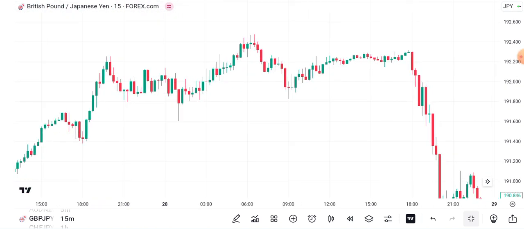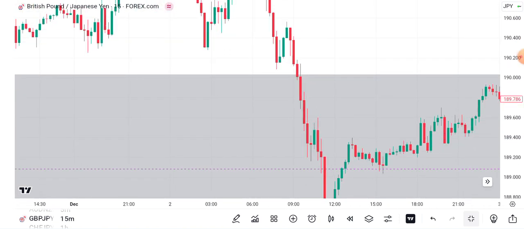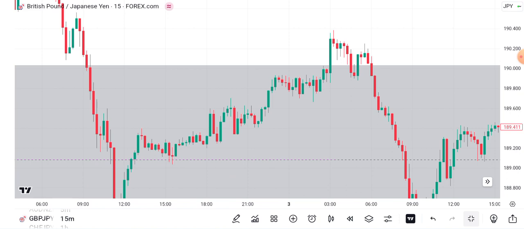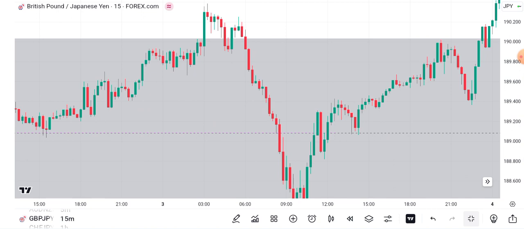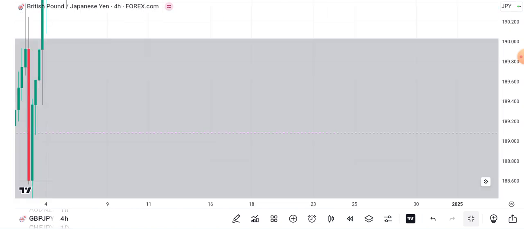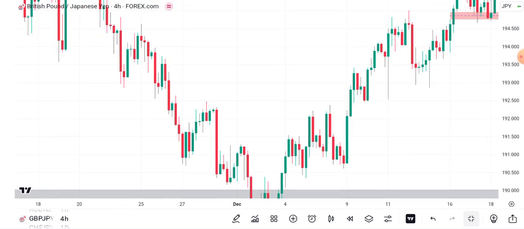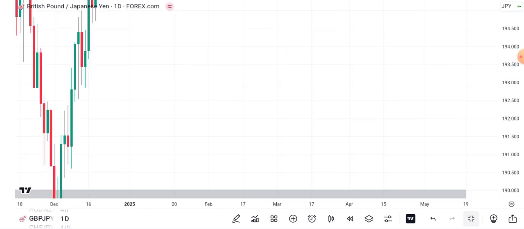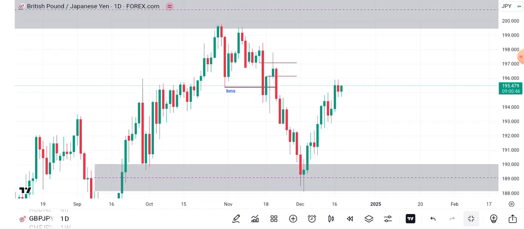And then it went down into the fair value gap that we had earlier highlighted. So with this, it should give you an insight into how to expect what price should be doing, and then position yourself to make good use of the opportunity the market is presenting, so to say.